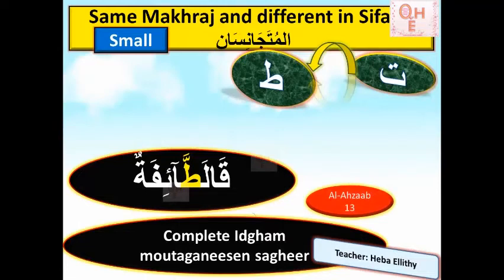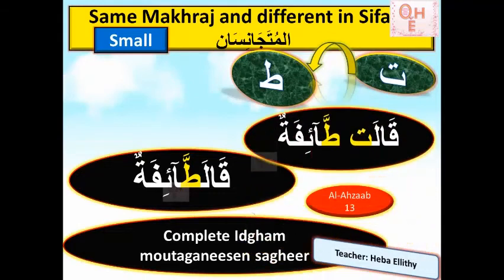Surah Al-Ahzab, verse 13. How is this word written? قالت طا. قالت طائفة. This is how it's written in the Quran. We don't read it قالت طائفة. We say قالت طا, قالت طا: طا ساكنة and then طا with فتحة. Inshallah clear.